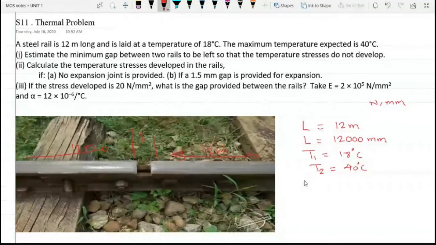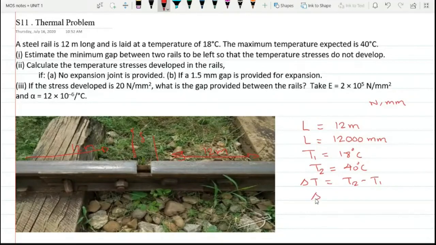So I have to identify what is my del T. So my del T will be equal to T2 minus T1. Sometimes they will give directly what is your del T. So in that case, you can substitute it directly. Otherwise, you have to identify. So which is equal to 40 minus 18. What is the value? 22 degrees centigrade.